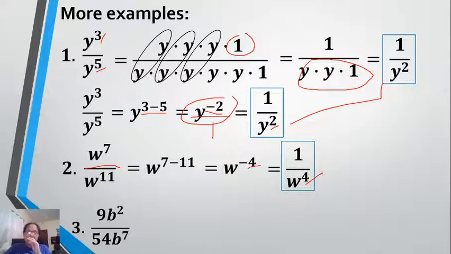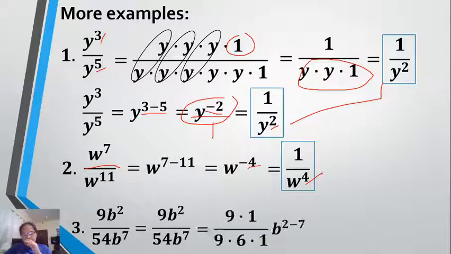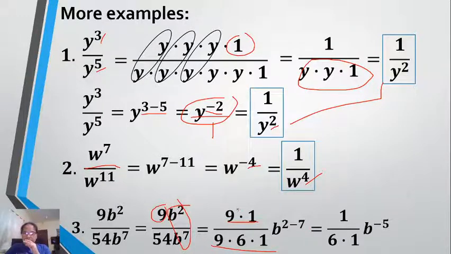So if it involves numerical coefficients, if we will try to expand it, the factors of 9 are 9 and 1, 9 times 1. 54 is 9 times 6 times 1. So applying the rule for the exponents of b, that's 2 minus 7. Now, what are the similar factors in here? The similar factors are 9. So what remains for the numerical coefficients are the factors 1 over 6 and 1. And then 2 minus 7 as an exponent will give us negative 5.